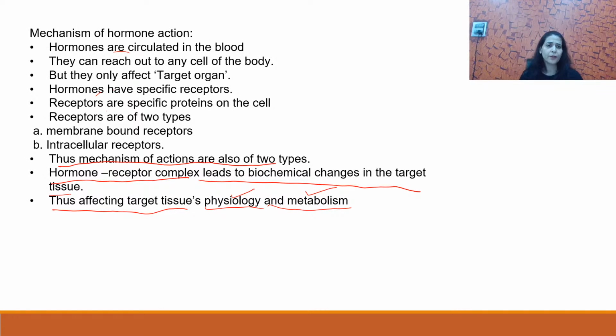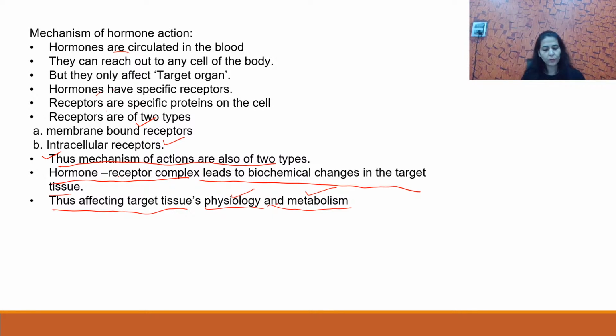You need to know that there are two types of receptors, membrane bound and intracellular receptors. Based on that, there are two types of mechanism of action. The hormone receptor complex which is formed, let it be membrane bound or intracellular, will bring about biochemical changes in the target tissue, right? And what changes? Changes in the physiology and metabolism.